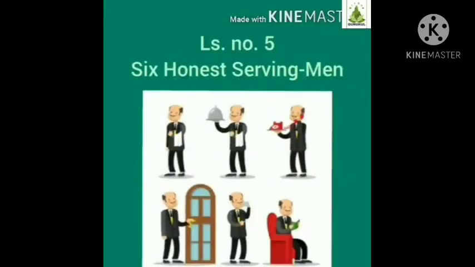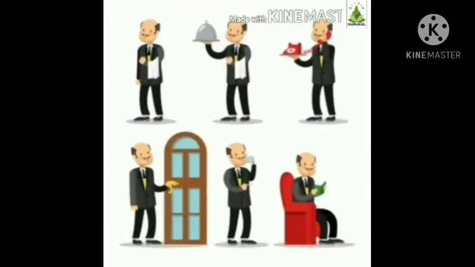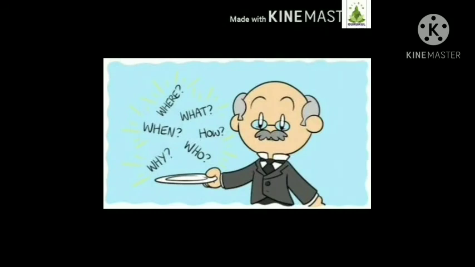Now, shall we start with our poem, that is Six Honest Serving Men. I keep six honest serving men. They taught me all I knew. Their names are what and why and when and how and where and who. The poet says that he keeps six honest serving men at home who taught him all he knew. Their names are what, why, when, how, where, and who.